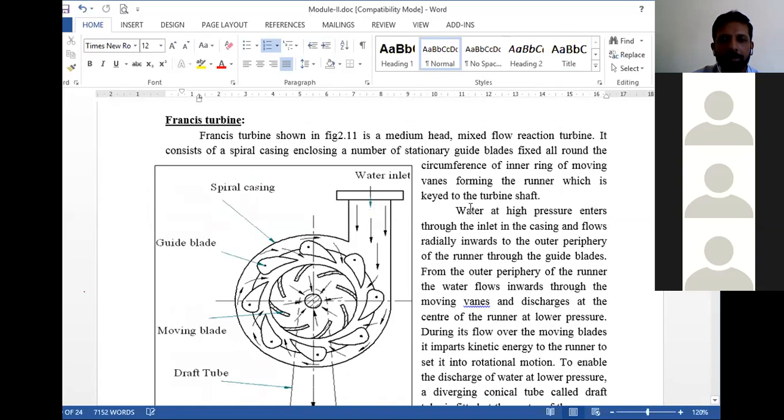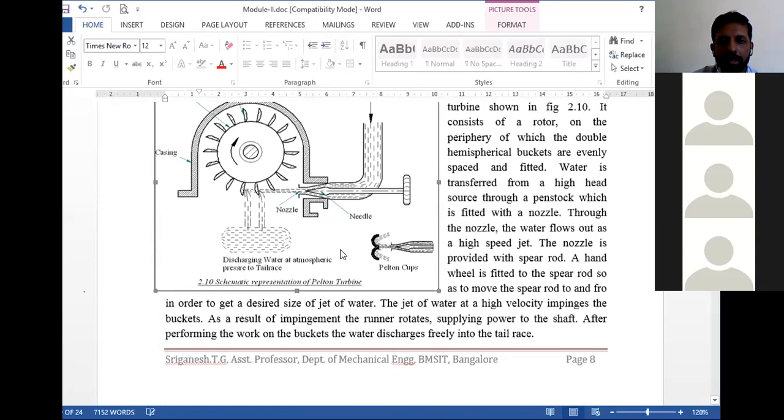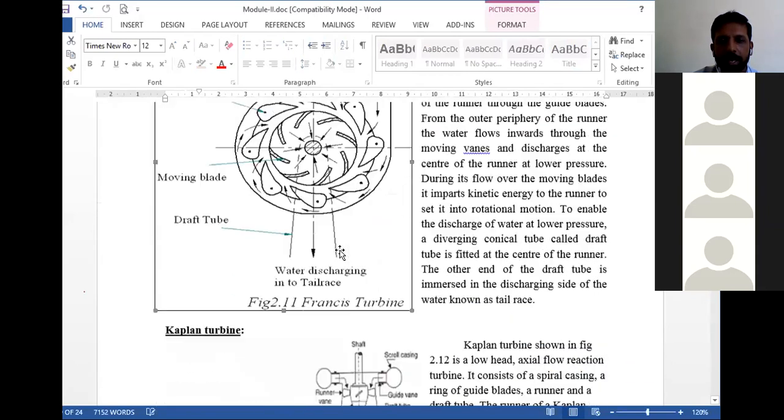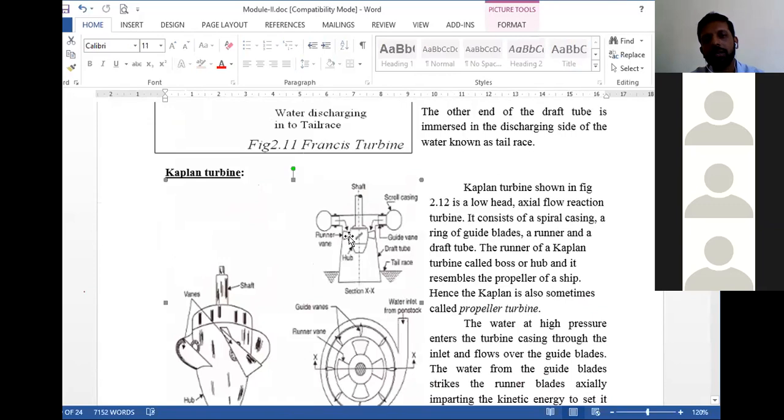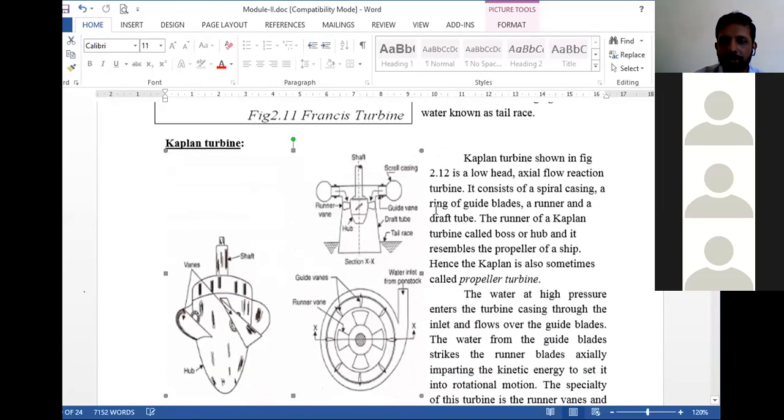So in your syllabus, you all have only these three types of turbines, which is the Pelton turbine, Francis turbine, and Kaplan turbine. Okay. So for those of you who have not seen the working of Francis and Pelton turbine, the video that I've recorded has been posted onto the mechanical department. If it is there, I'll share that link to you once again so that you can see that. And if there is any doubt, you can still clarify, okay?